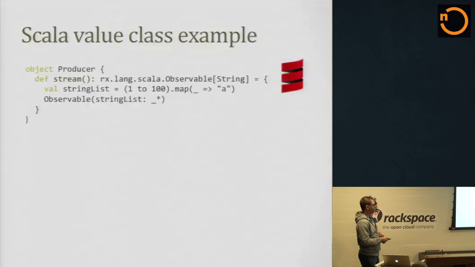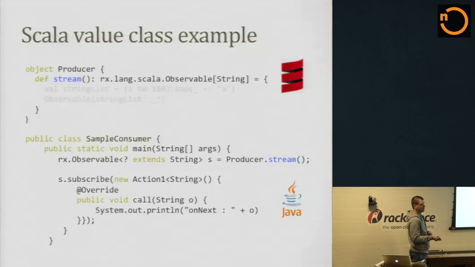As an example of how we would use this, I have two kind of dumb examples. And again, this code actually compiles and works. This is in the GitHub project. This is an example of a producer of observables written in Scala. It does something dumb. It outputs 100 A's. But it clearly returns a Scala observable by calling producer.stream.